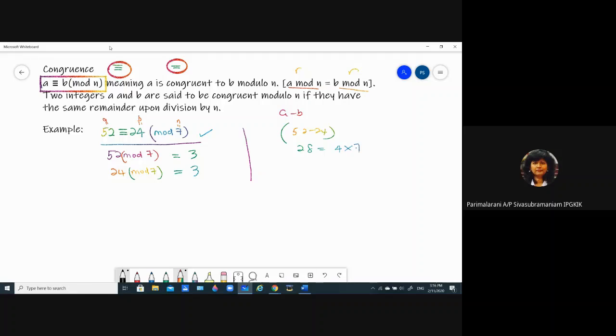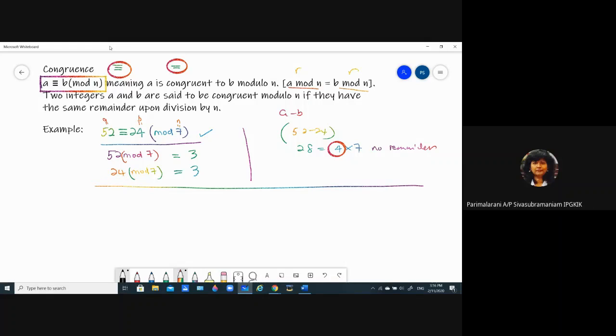28 is 4 times 7. 28 is a multiple of 7. There is no remainder. If this difference here is a multiple of the mod and there's no remainder, that means this is correct. They are congruent to each other. That means A and B are congruent. Can you understand that? Yes.